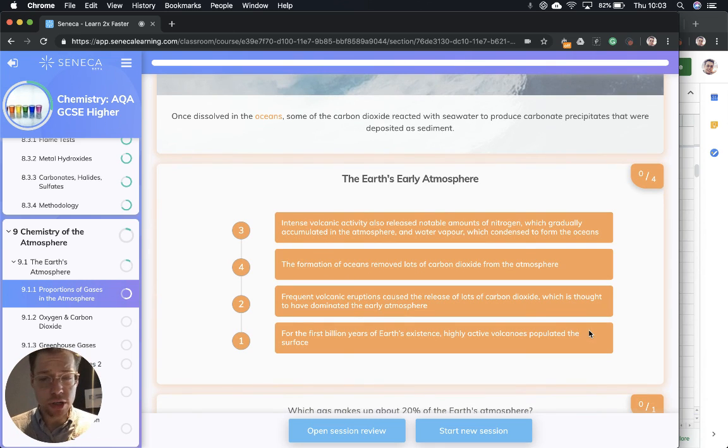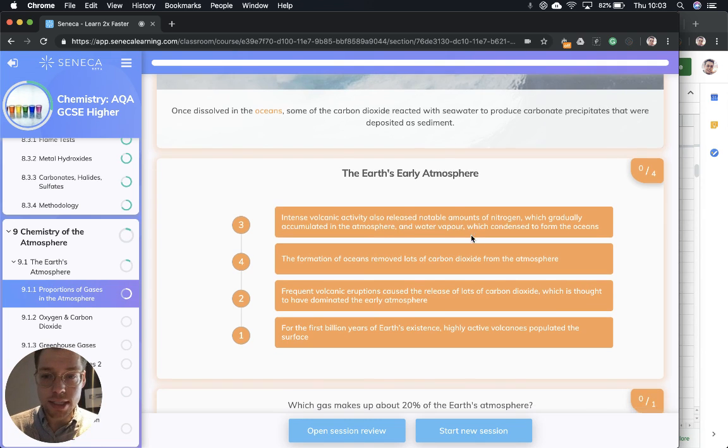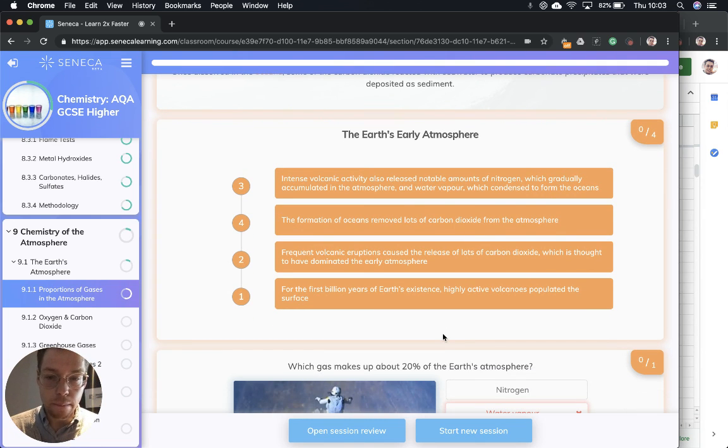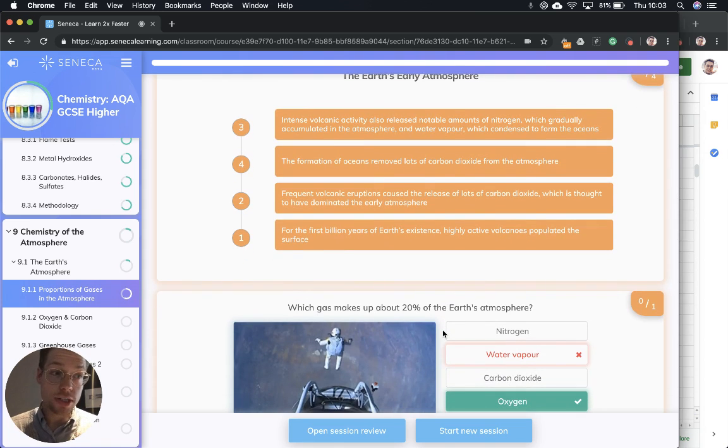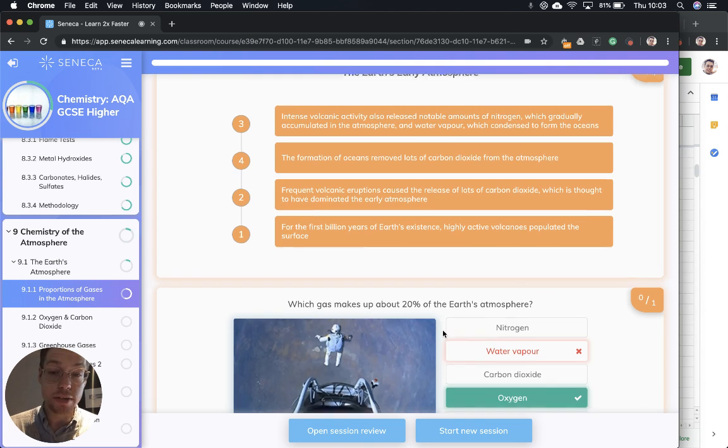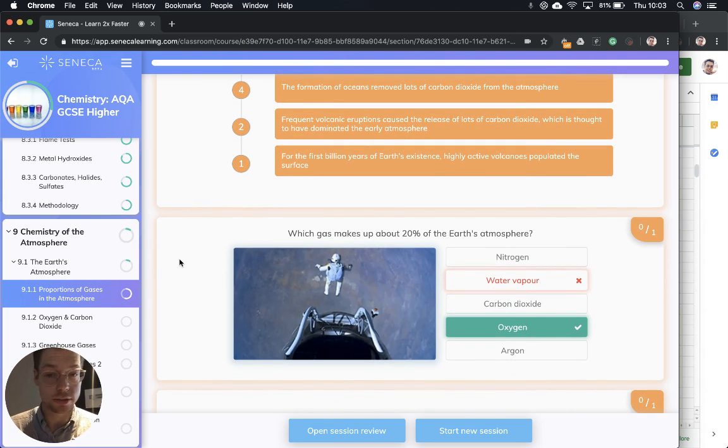Okay, that was a lot of information, so let's review it real quick. The early Earth's atmosphere. For the first billion years of the Earth's existence, there were highly active volcanoes that populated the surface. Then frequent volcanic eruptions caused the release of lots of carbon dioxide, and that gas dominated the early Earth atmosphere. Then we get a little bit more modern. The intense volcanic activity also produced lots of nitrogen, which accumulated in the atmosphere, and some water vapor. And that water vapor condensed to form the oceans. Those oceans act as a sink for carbon dioxide, so it removes it from the atmosphere. So love thy ocean, okay?